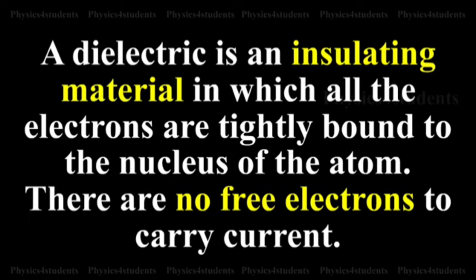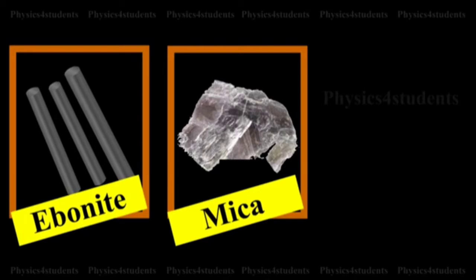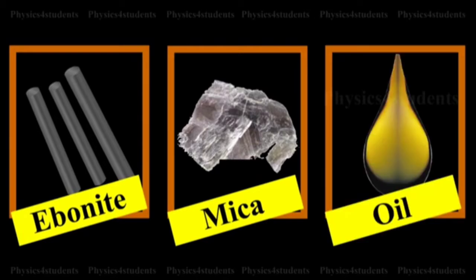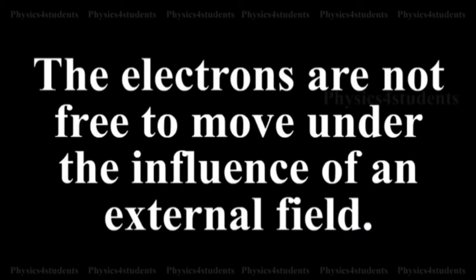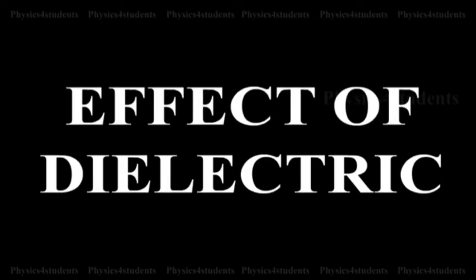Dielectric properties. A dielectric is an insulating material in which all the electrons are tightly bound to the nucleus of the atom. There are no free electrons to carry current. That means ebonite, mica, oil, etc. The electrons are not free to move under the influence of an external electric field.